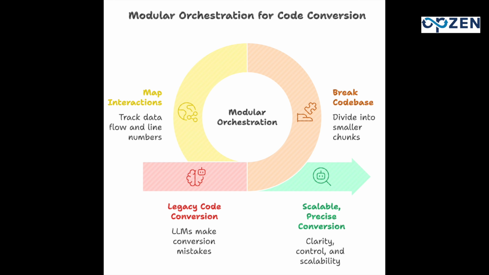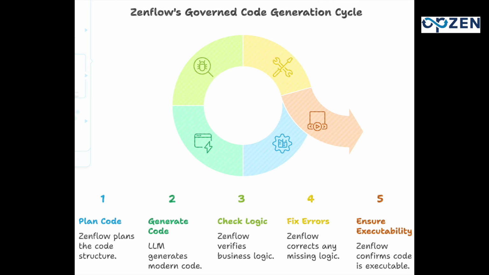First is modular orchestration. ZenFlow breaks the entire codebase into smaller chunks, each representing a specific operation or functionality. It also maps how these pieces interact across files. It's scalable. No matter how large the system is, ZenFlow processes it chunk by chunk with the same precision and speed. Now that the chunks are ready, ZenFlow sends them to the LLM to generate the modern equivalent.